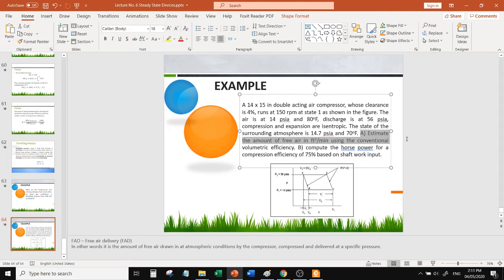Letter A. Estimate the amount of free air in feet cube per minute using the conventional volumetric efficiency. Letter B. Compute the horsepower for a compression efficiency of 75% based on the shaft work input.